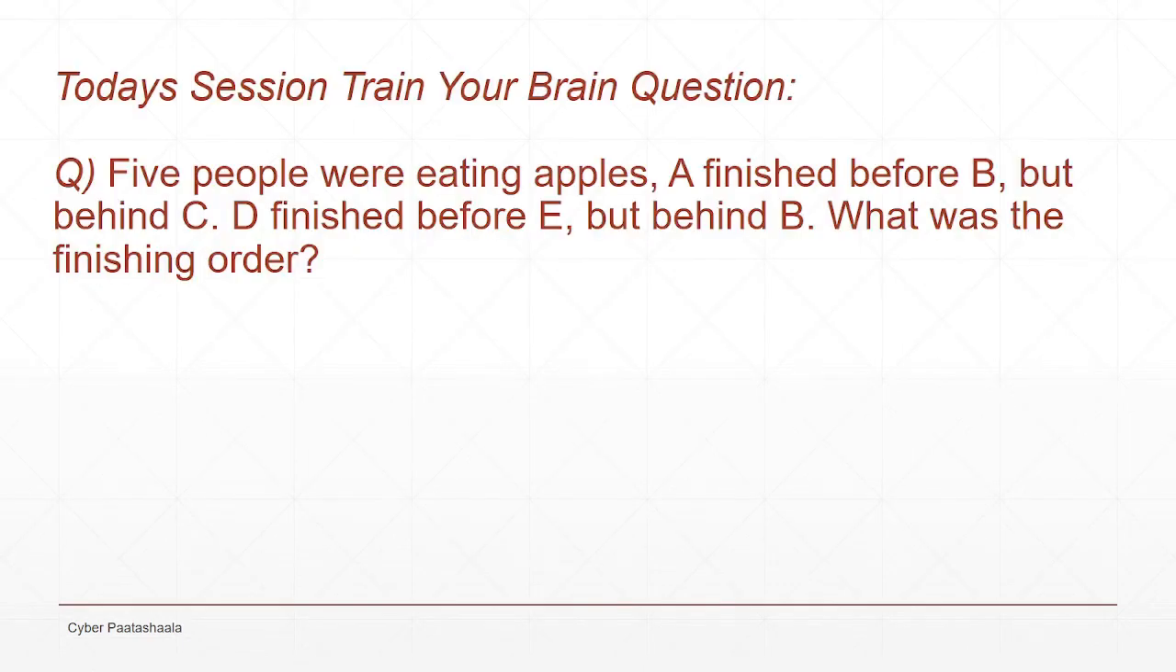Today's session train your brain question is, 5 people were eating apples. A finished before B but behind C, and D finished before E but behind B. What was the finishing order? I'm repeating the question again. 5 people were eating apples. A finished before B but behind C. D finished before E but behind B. What was the finishing order?